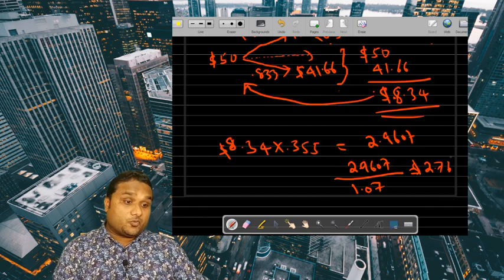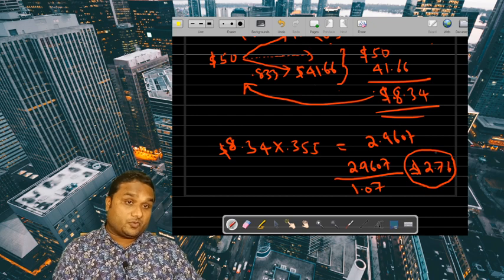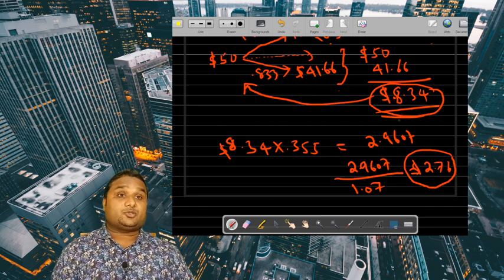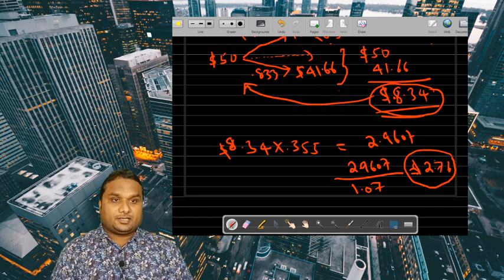This is how we arrived at the value of a put option, and this is how to value a call option. What is the price of a call option? What is the insurance premium to be charged for a call option? In this case it is $8.34, and the insurance premium to be charged for a put option is 2.76.